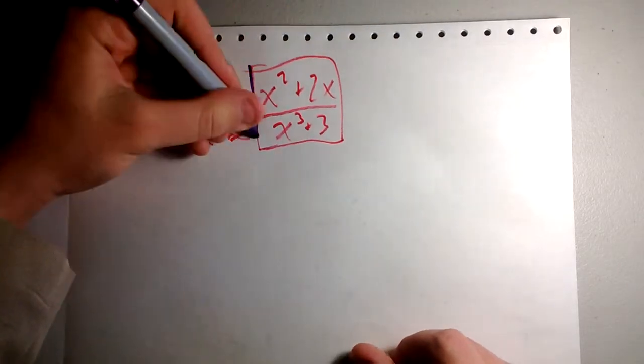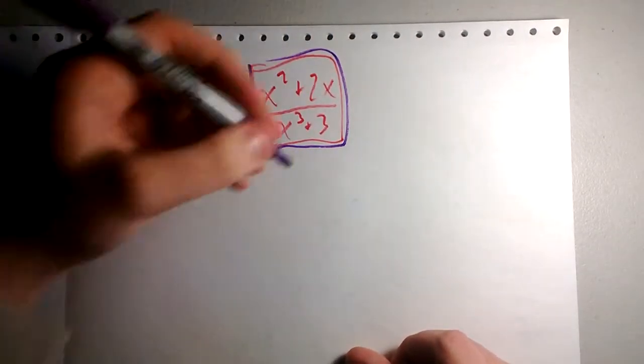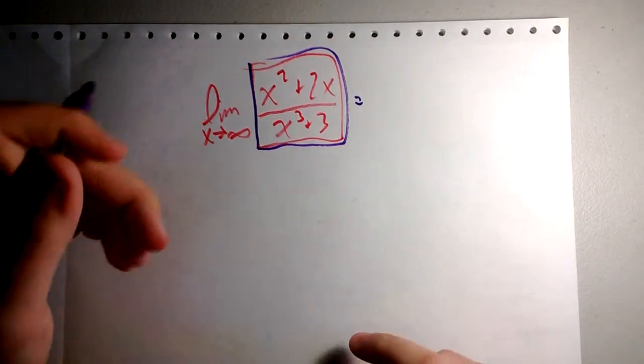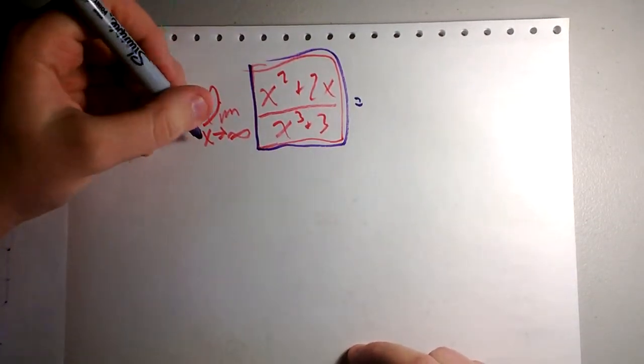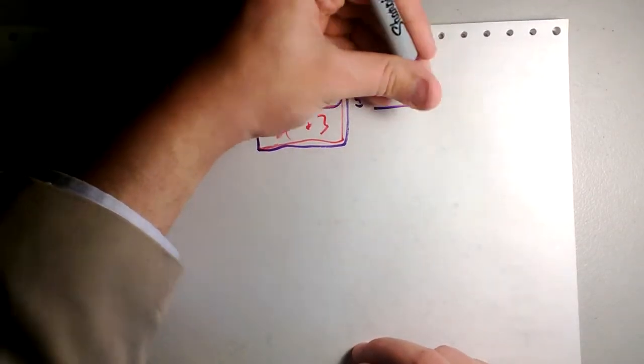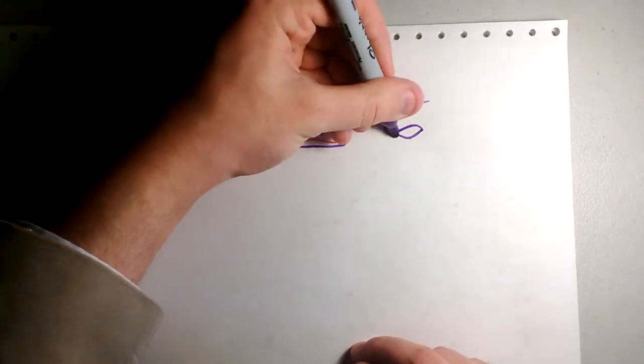But how do you know which one gets bigger faster? Well, guess what? Let's just evaluate at infinity. So x goes to infinity. So at infinity, guess what? These both go to infinity. And at infinity, guess what? This also goes to infinity.